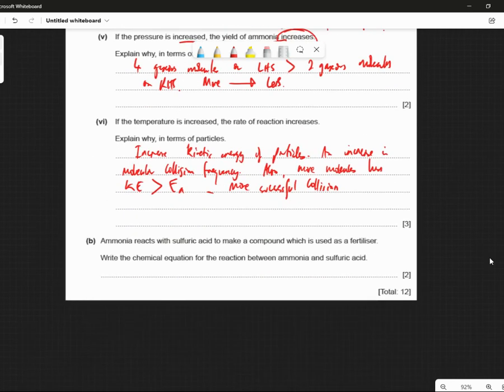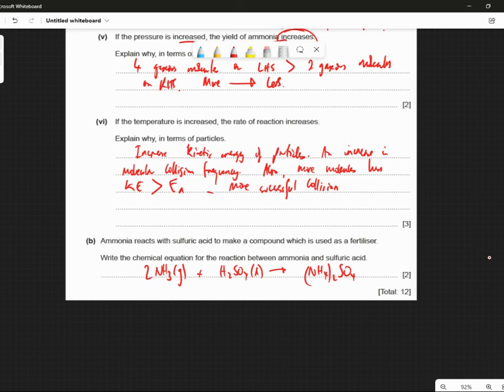Ammonia reacts with sulfuric acid to make a compound which is used as fertilizer. Write a chemical equation for ammonia with sulfuric acid. Well, ammonia is NH3. I guess we're going to say gas, even though it could be dissolved in something like that. H2SO4 is actually a liquid. All right, you react these two together, you get something called ammonium sulfate. We need 2 of those.